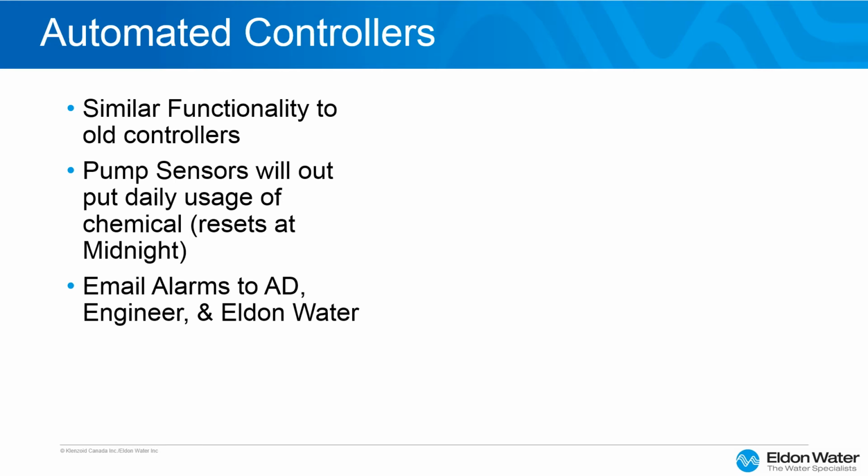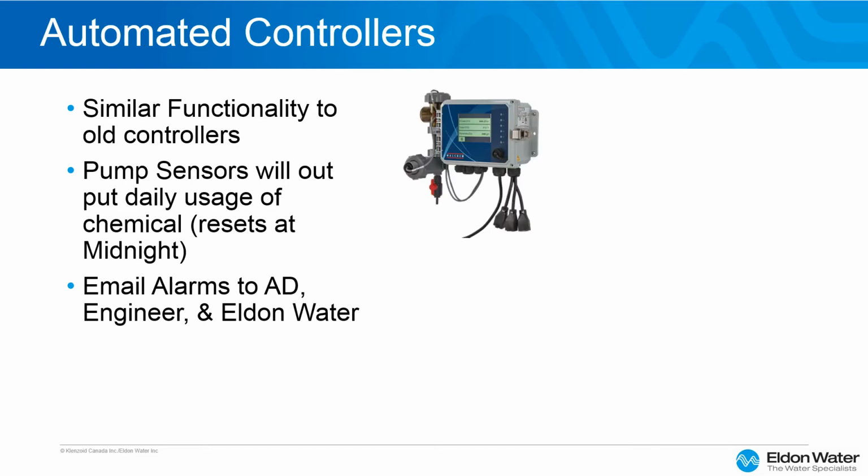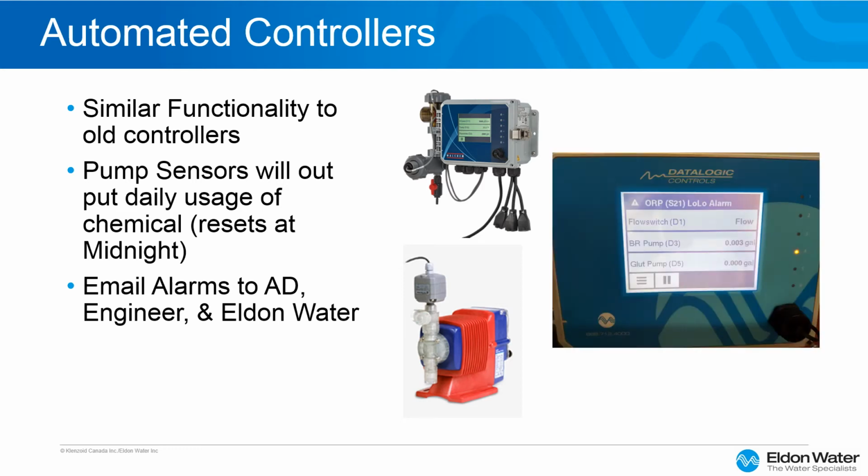The automated controllers I talked about have very similar functionality to some of the older controllers we've been using. Pump sensors will put out daily usage. Those are the gray things on top of the pump there, and it resets at midnight every night. And then it will email alarms to AD Engineer and Eldon Water. I'm sure many of you are familiar with it, but you can actually see what it looks like, the daily dose. Ignore the blue there. That'll be ISO.